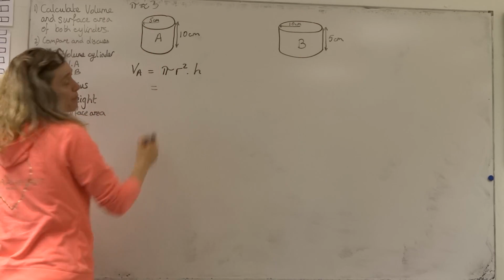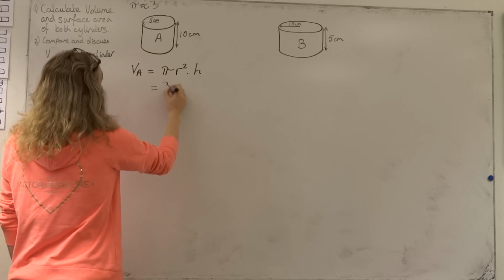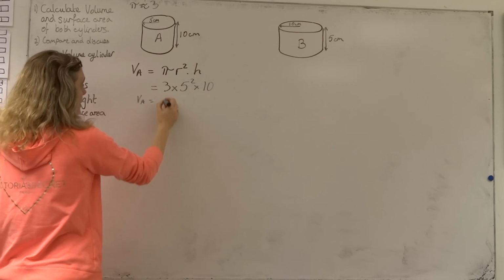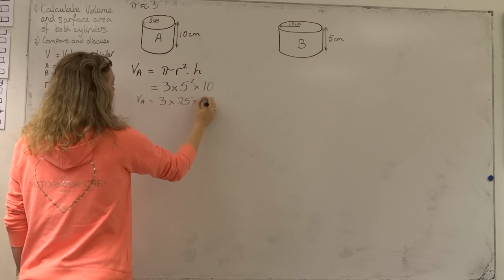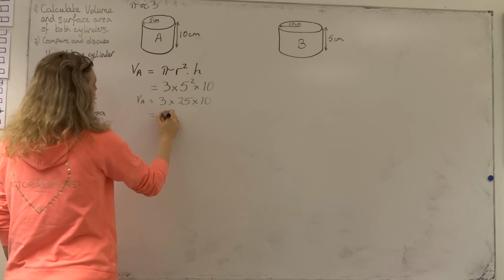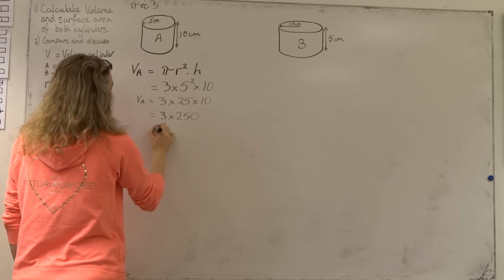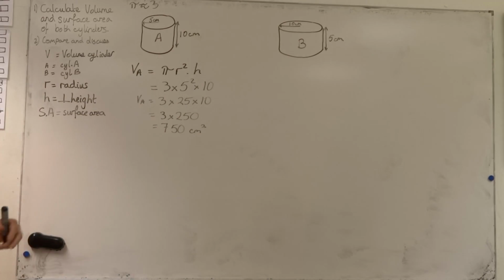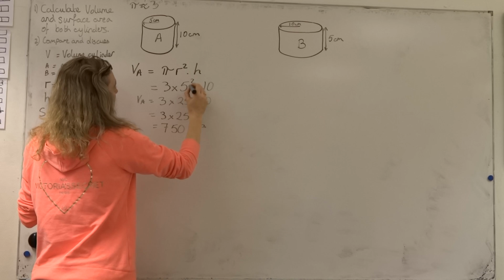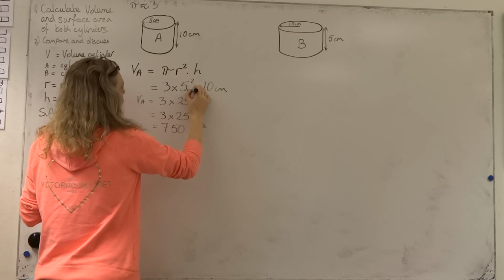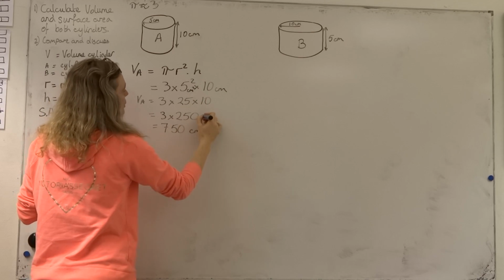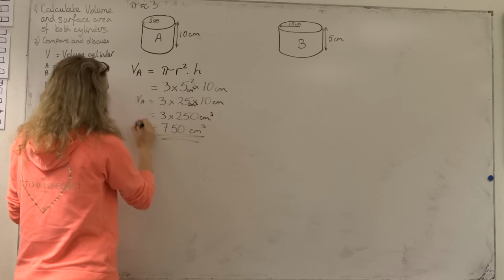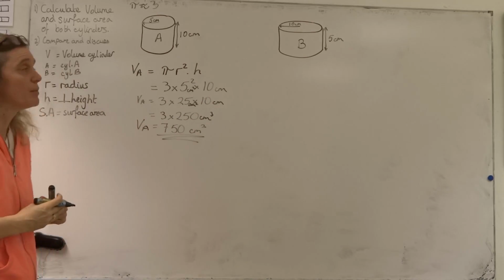So we can now punch in the numbers. 3 times 5 squared times 10. So volume A is going to be 3 times 25 times 10, which is the same as 3 times 250, which is 750 centimetres cubed. And it's quite good here if you put the units in as well, so that you're sure you've got the centimetres cubed that you want. So the volume of cylinder A is 750 centimetres cubed.